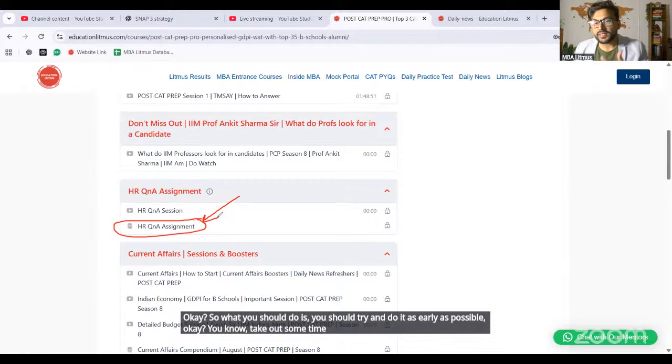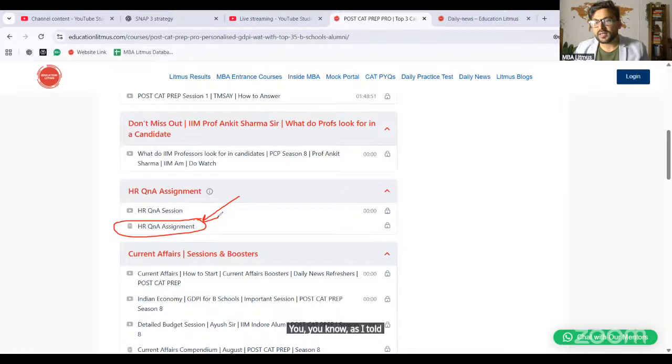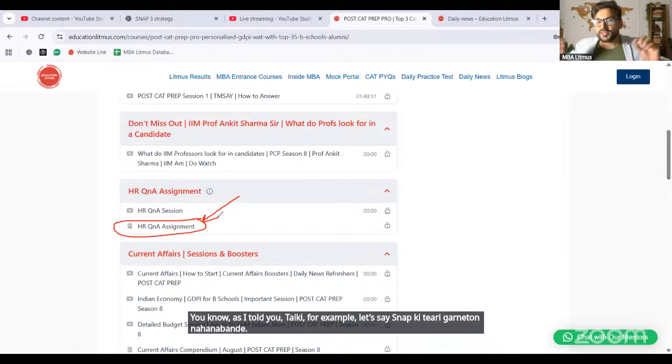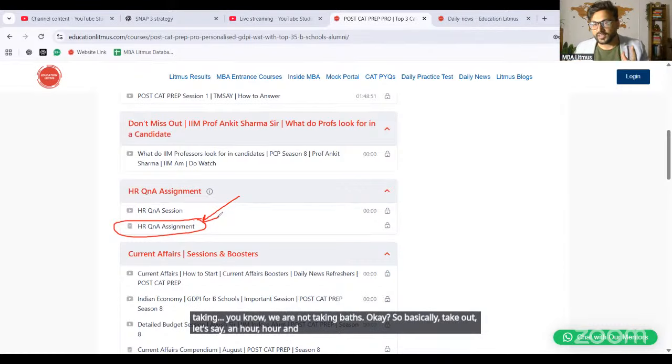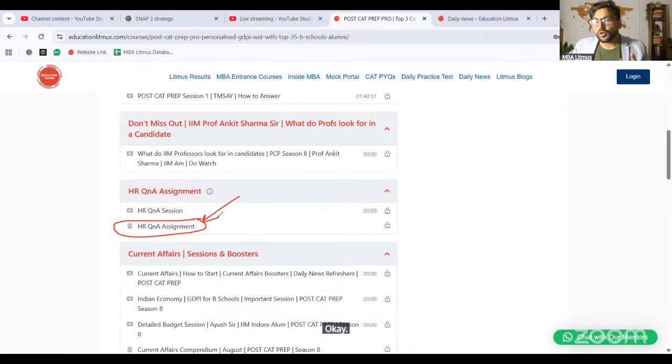My simple suggestion to everybody is, it's not like, for example, let's say you are preparing for SNAP, so you stop bathing. Okay, we are not taking baths. So basically take out, let's say, an hour and a half and start doing it, Kunal. Because this is also important. Maybe take a couple of days more, but once your SNAP is done, obviously you do not have enough excuses.